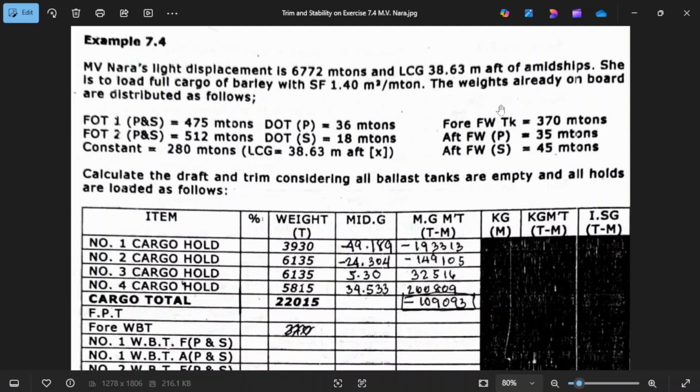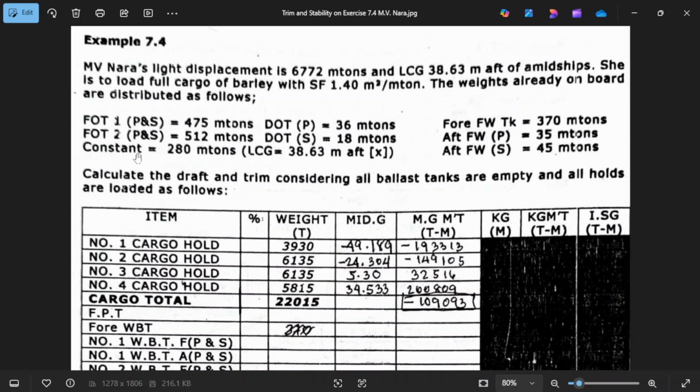This is the one. 7.4. This is MV Nara light displacement, meaning the light ship is 6,772 metric tons and the LCG is 3.863 aft of midship. She is to load a full cargo of barley with a stowage factor of 1.40 cubic meters per metric ton.